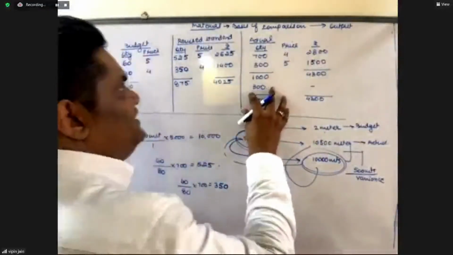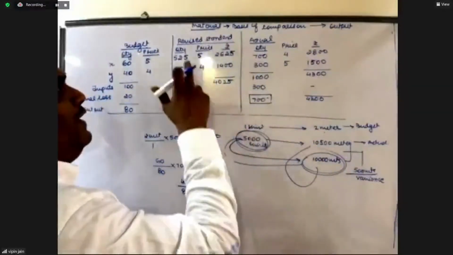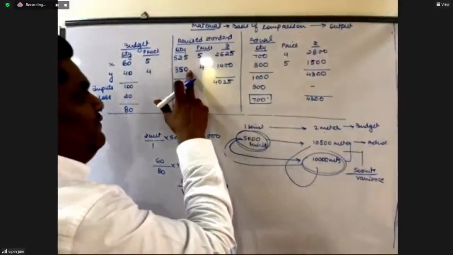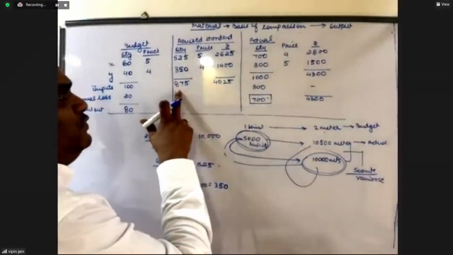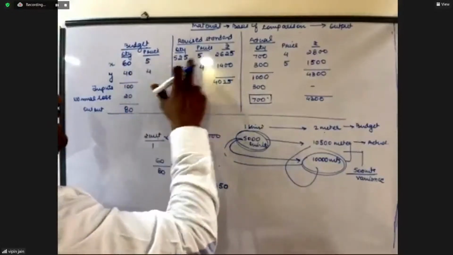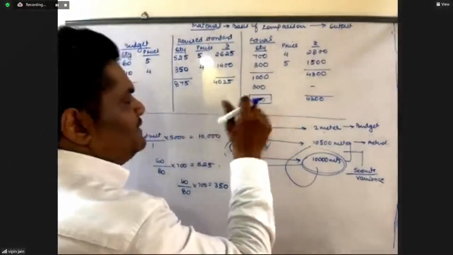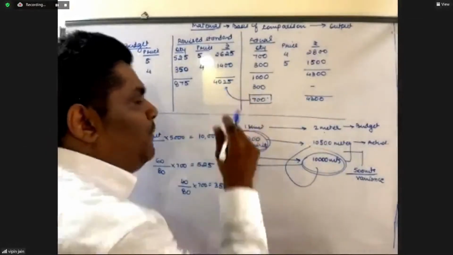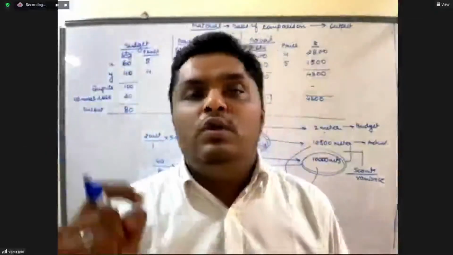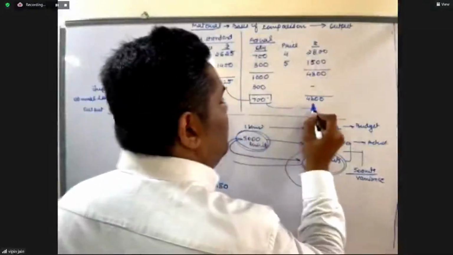So for manufacturing these 700 units, how much quantity was supposed to be used for X? 525 for X, 350 for Y, 875 should be my total input. Further, X should be purchased at the rate 5. Y should be purchased at the rate 4. So for 700 units, how much is the cost that was supposed to be incurred? 4025. But how much is the cost that is actually incurred?